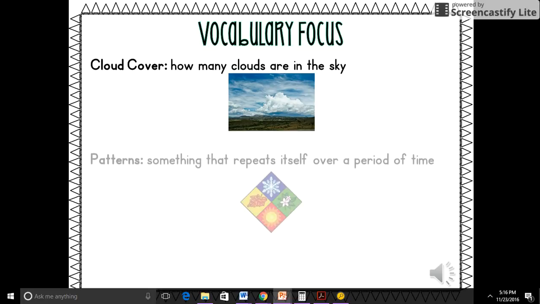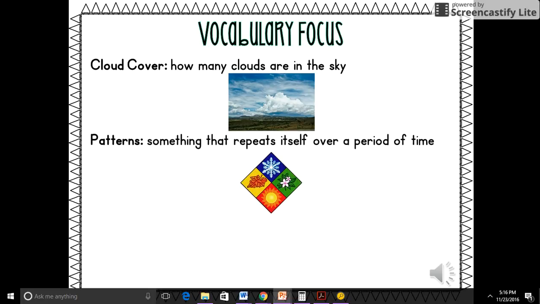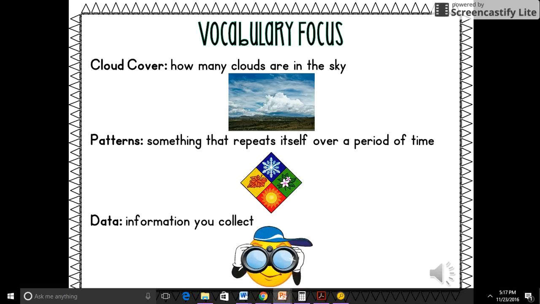The next word is pattern, or something that repeats itself over a period of time. For example, in the springtime, flowers start to bloom. Every year in spring, we can count on the flowers and the trees starting to bud and grow. Finally, the word is data, which is information that you collect by observing and recording the information about the weather using your weather tools.